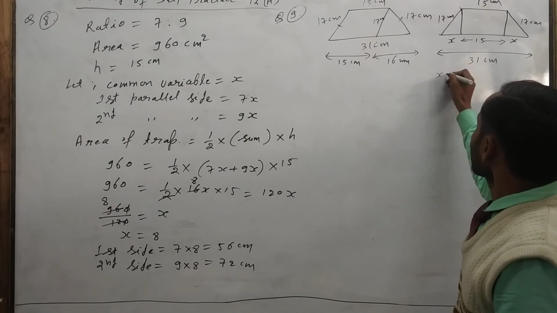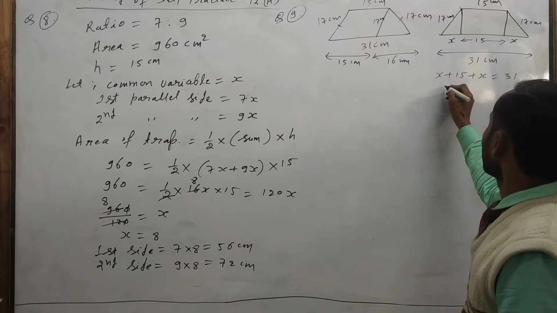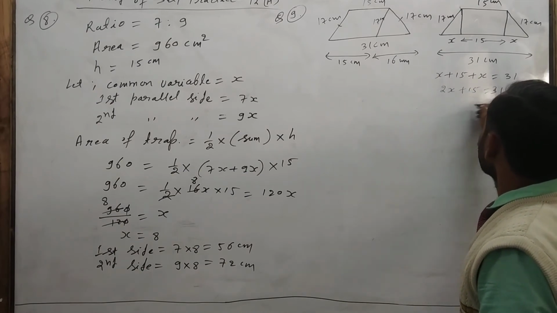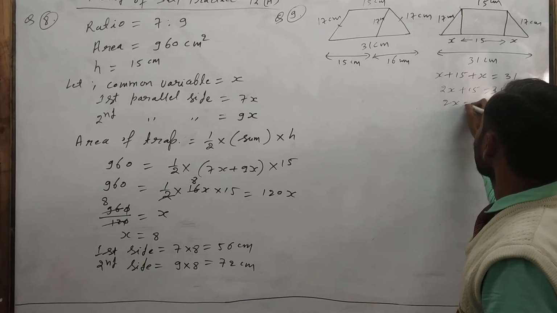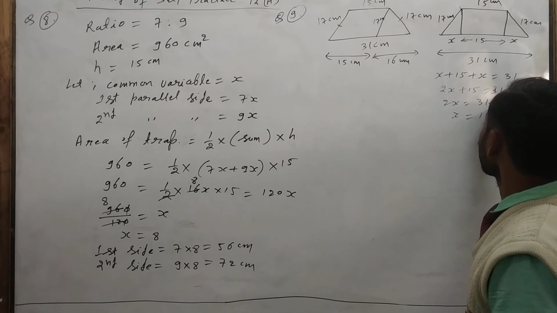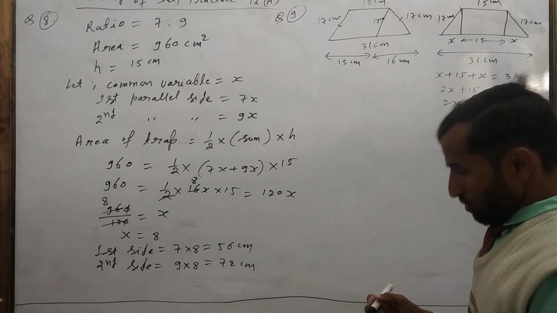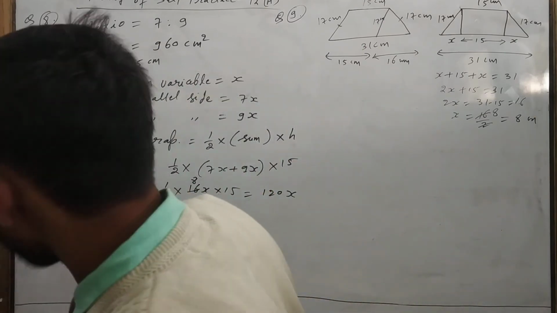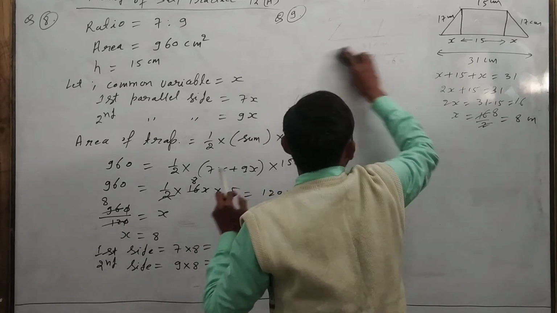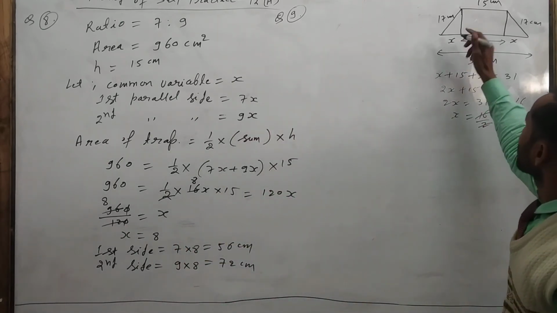It means x plus 15 plus x is equal to 31. So 2x plus 15 is equal to 31. Now this 15 will transpose. So 2x is equal to 31 minus 15. It will come 16. So x is equal to 16 upon 2. Cancel out, 8 centimeter. Okay. So after then, by finding the value of x, what is use of this x? We can find height of the trapezium by this x. Okay. So x is equal to 8.